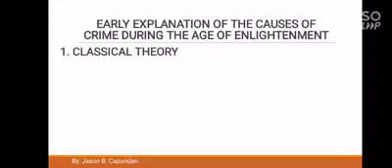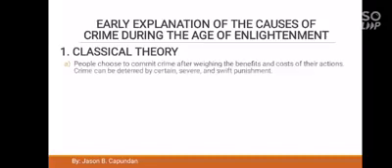Next, we have the classical theory. So, under the classical theory, people choose to commit crime after weighing the benefits and costs of their actions. Crime can be deterred by certain severe and swift punishment.